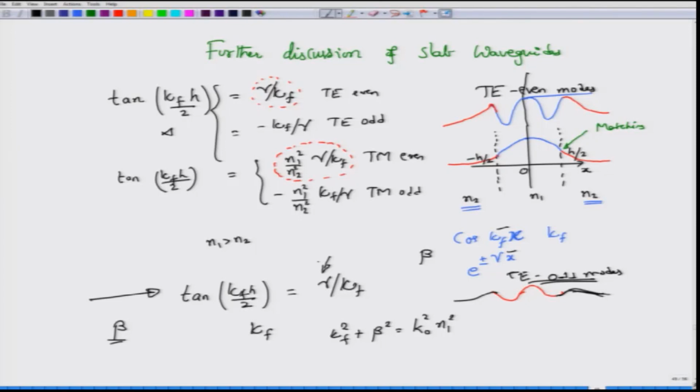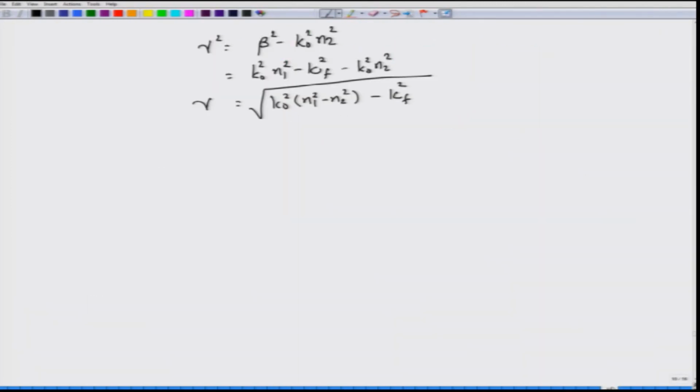Okay. In this expression you substitute for gamma, kappa f anyway is kappa f. On the left hand side you have kappa f h by 2. Just to consider the solutions, you might want to scale up the right hand side as well by multiplying by h by 2 on both sides. So, on the right hand side you have gamma times h by 2 divided by kappa f times h by 2. Okay. This is just to replace all of those variables by kappa f h by 2. Okay. That is all I am trying to do here.